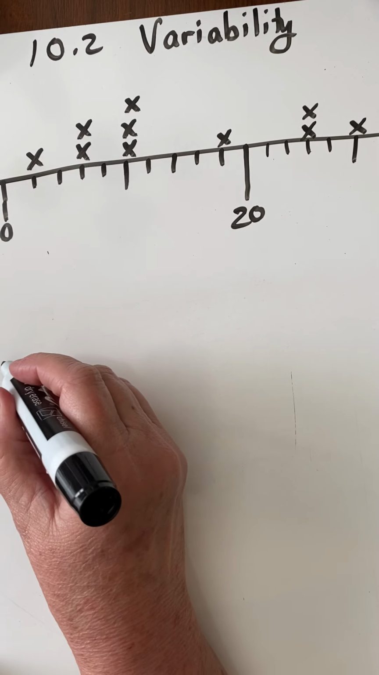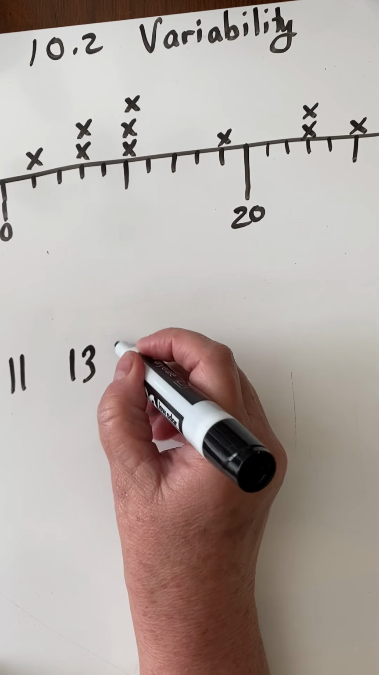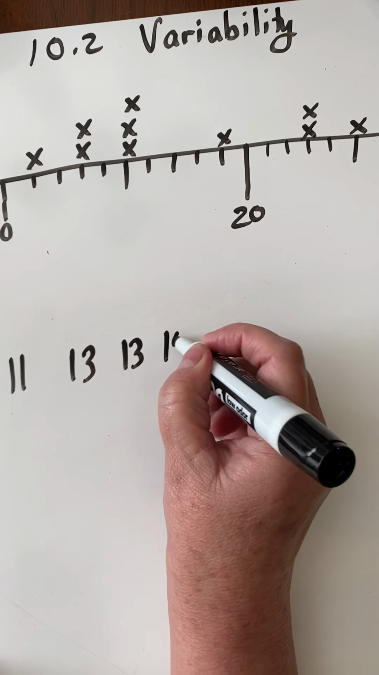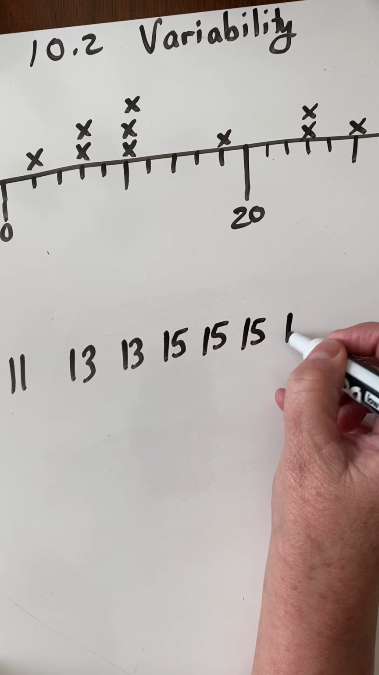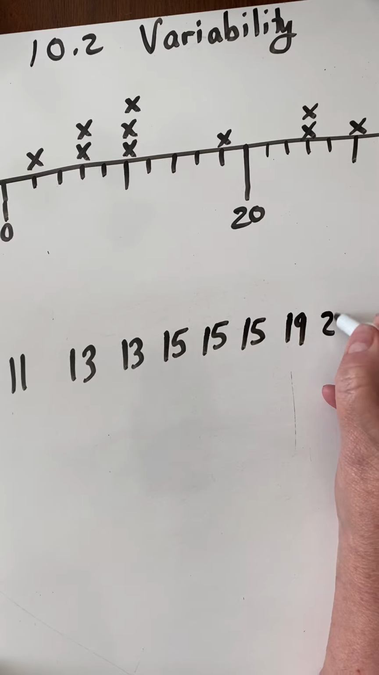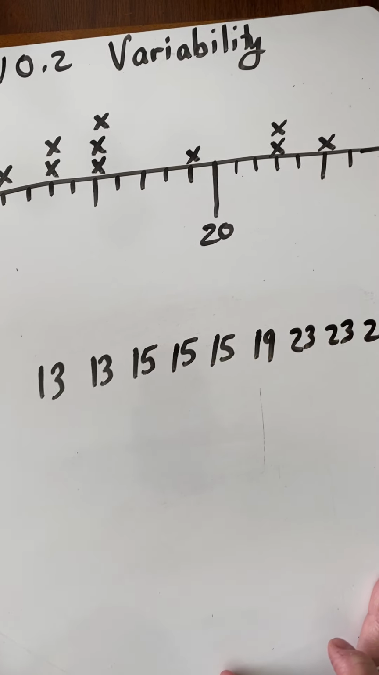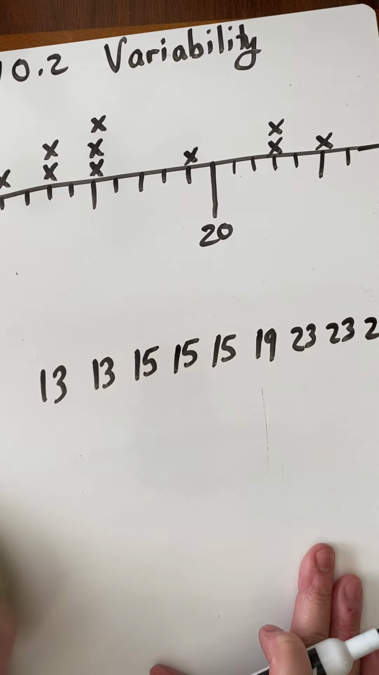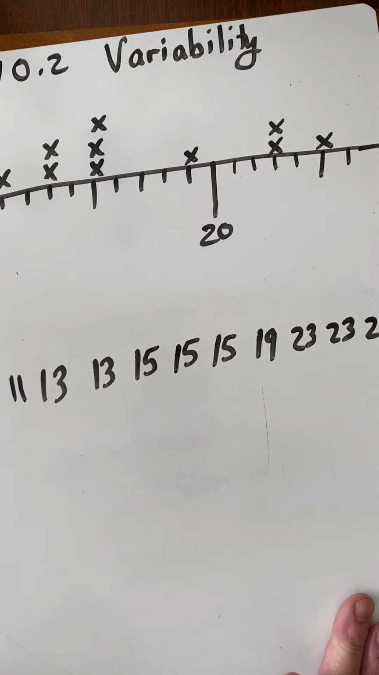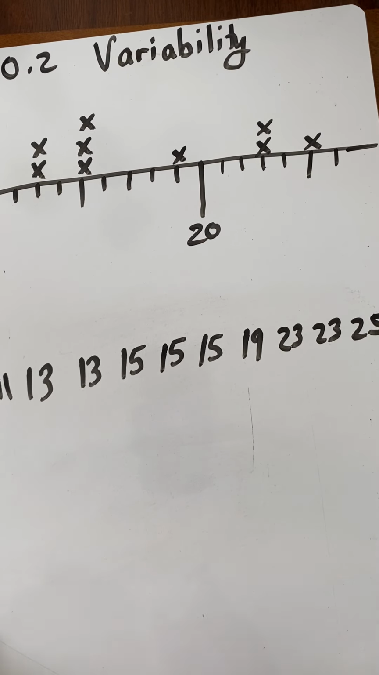Let me go ahead and write out again the numbers that I have. Let's see if I can put them all on the same line. Okay, well, I kind of do. Let me try to move this 11 over a little bit. All right, so there is all my data pretty much online right there.